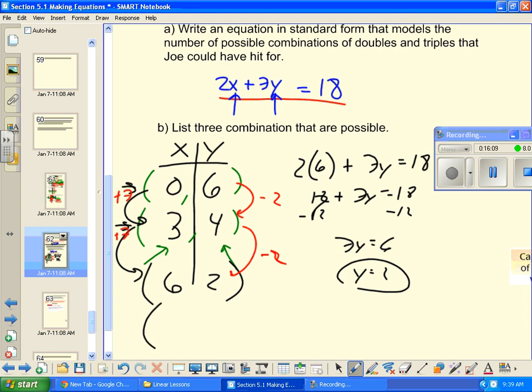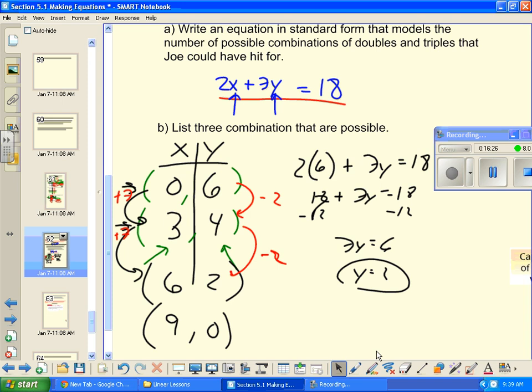And I think in this case there's one more. If I just continue the pattern, I keep going up by 3 here for the amount of doubles. I'll get 9 and 0. And so that means I hit 9 doubles, which 2 times 9 would be 18. So that's 18 total bases, and no triples. And I can think that one also makes sense.